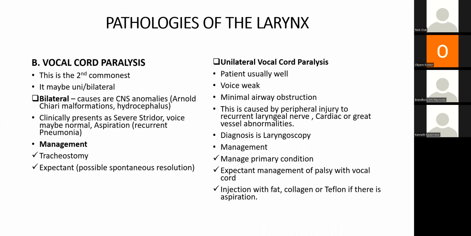Remember, the recurrent laryngeal nerve is one of the major nerve supplies to the larynx, the voice box, and injury can cause a complete vocal cord paralysis. The main management is to treat the primary condition causing it. We can attempt to join or oppose the loose ends of the recurrent laryngeal nerve. We can also inject fat, collagen, or Teflon if there is any form of aspiration. All these are ways of managing vocal cord paralysis.